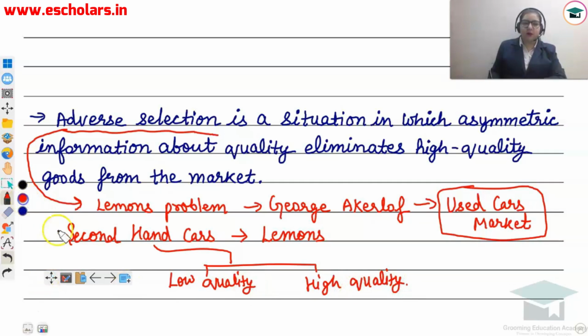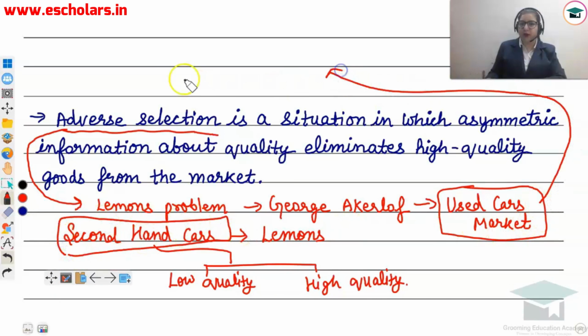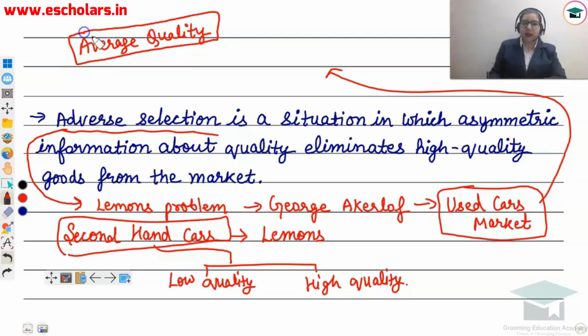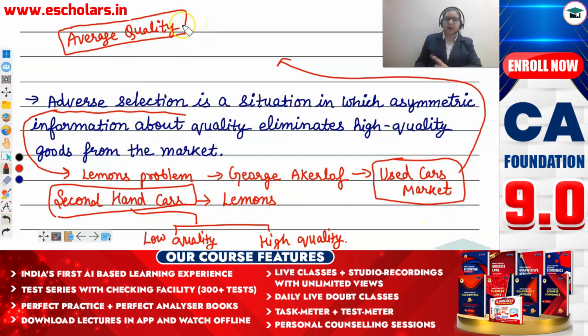So students, as we know, in the used cars market, the price for the car is paid by the buyers on the basis of the average quality. So the price of the second-hand cars, or lemons, in the used cars market is decided on the average quality of the cars, that is, on the basis of the brand of the car, the model of the car, the year to which that particular model belongs, etc.